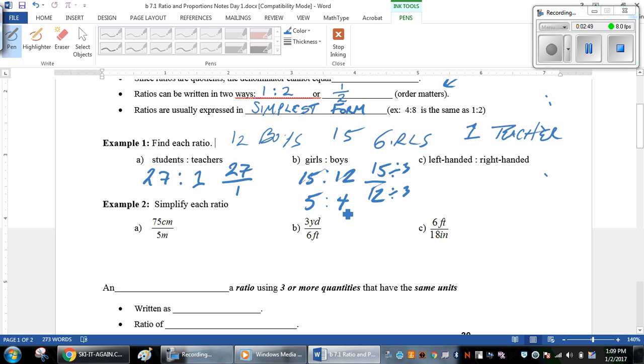And finally, left-handed to right-handed. We don't have any information on that, so we're just going to say we don't know that one. We'd have to ask everyone in the class, and we don't know everything. So let's go ahead and continue.